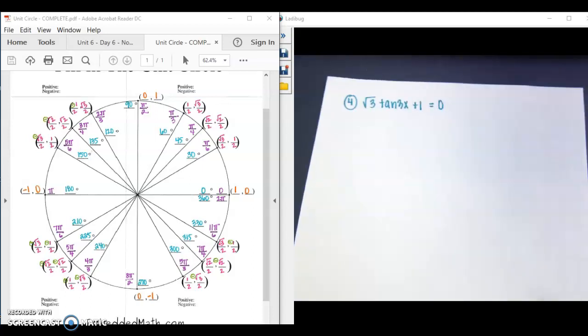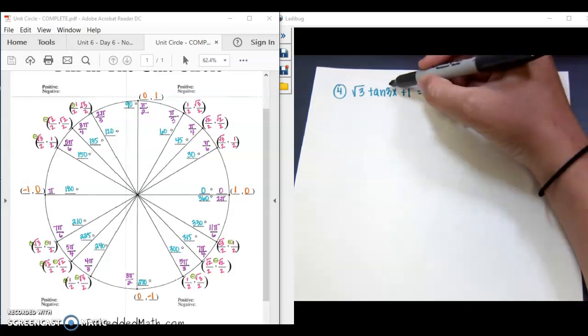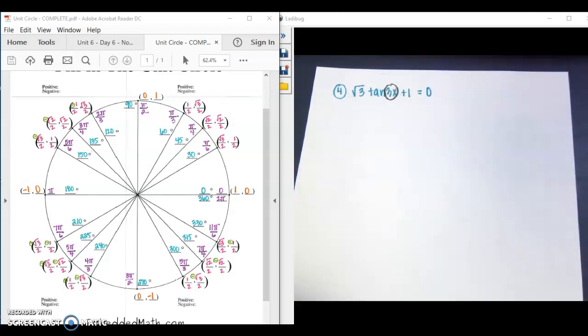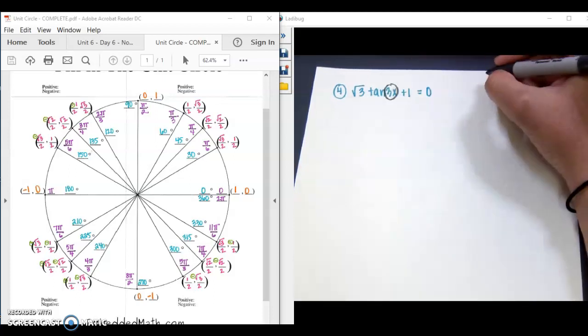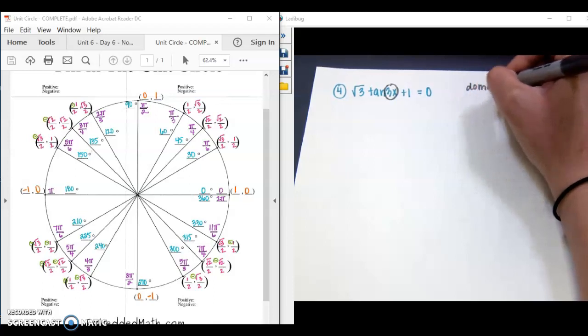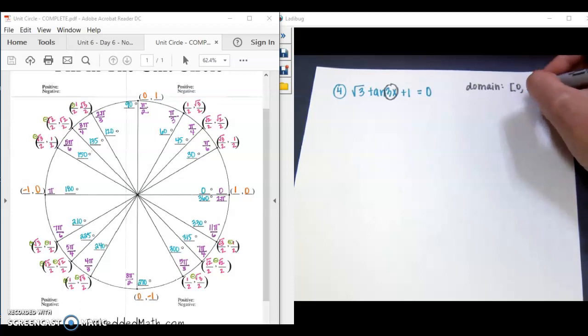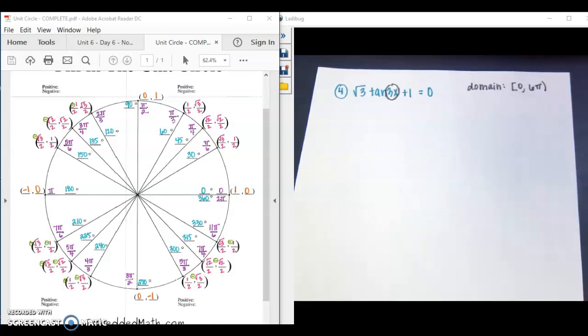So number 4, we have the square root of 3 tangent 3x plus 1 equals 0. So there's no factoring here, there's no rewriting, but keep in mind we're going to have this 3x here. So normally the domain is from 0 to 2 pi. This time our domain is really from 0, and you have to do 2 pi times 3, so from 0 to 6 pi. So what does this mean, and how are you going to do the problem?